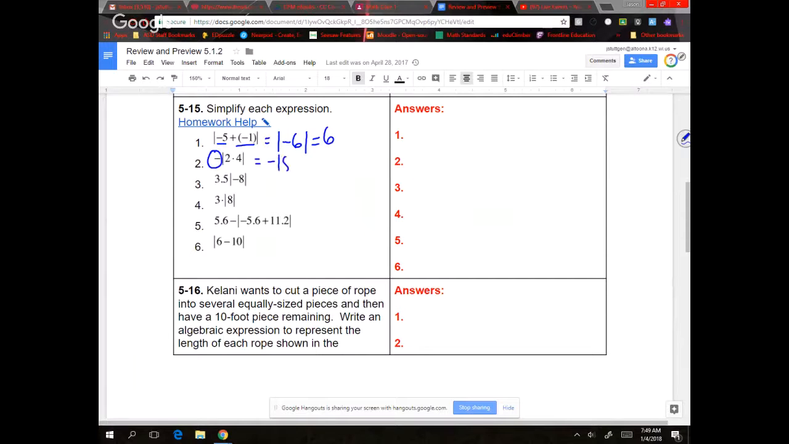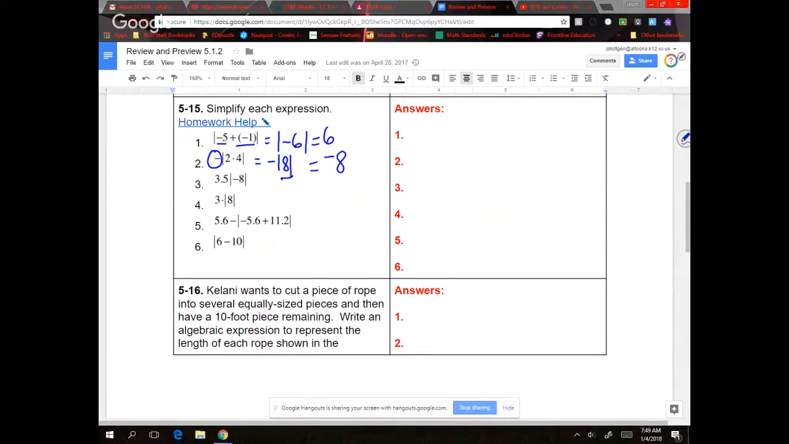You got my negative sign, absolute value of 8. Okay? Absolute value of 8 is obviously 8. But remember, we got that negative sign on the outside, which means opposite of. The opposite of 8 is -8. Next one, 3.5, and there's no operation there, but it's 3.5 times 8.